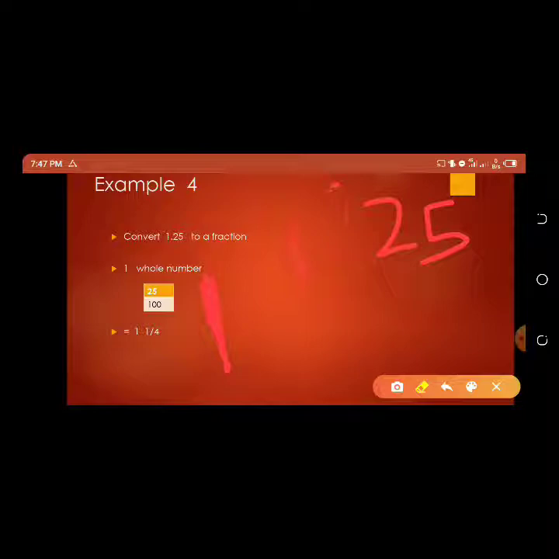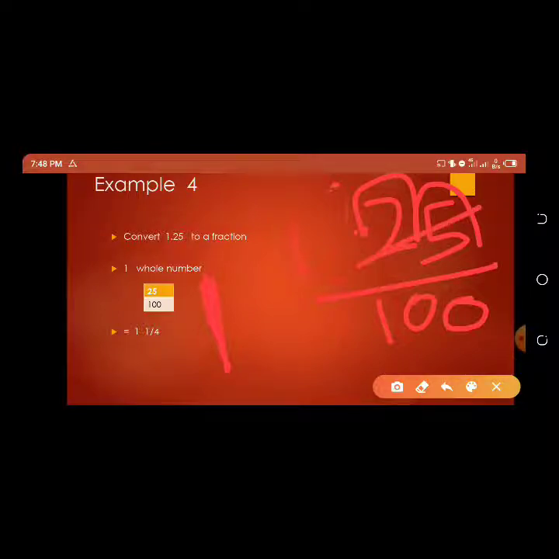So we are converting 0.25. I move my decimal point 2 times. I can't move to anywhere again. I draw my line. My 2 decimal points becomes 2 zeros. I have 1 in front, so that's 25 over 100. 25 will go here 1. 25 in 100 is 4. My final answer will be 1 whole number 1 over 4.